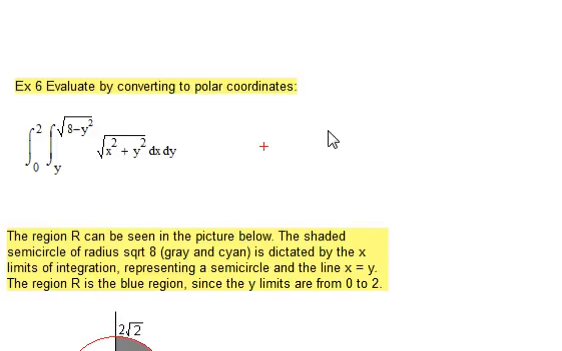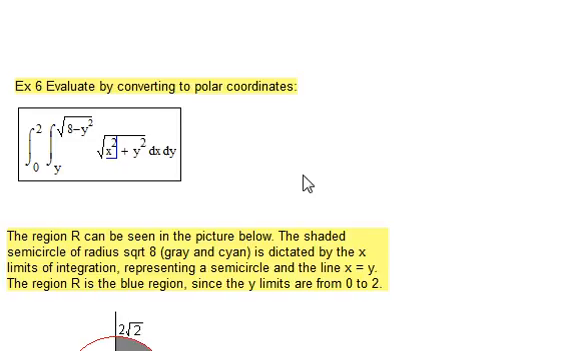Probably have to use some kind of fantastic trig substitution. I don't even want to go there. But we could do it probably with enough patience, but that's not the nice way to do it. So what we're going to do instead is switch over to polar coordinates.